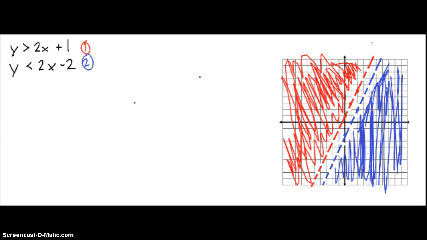So notice that there is no place where the red shading overlaps the blue shading. So in this case, there is no solution. We're going to call that null. There is no solution in this case because none of our shadings overlap.